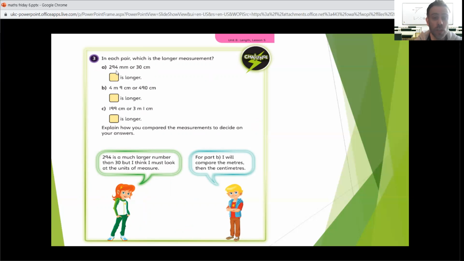So A, you've got 294 millimeters or 30 centimeters. You have to say which one's longer. B, 4 meters and 9 centimeters or 490 centimeters, which is longer. And then you've got C, 199 centimeters or 3 meters 1 centimeter, which is the longest. Okay, it says explain how you compared the measurements to decide on your answers. You don't have to write all that down. As long as you've worked it out and had a go, that's fine by me. All right, so have a go at that one. I'll come back to tell you what to do. Pause the video now.